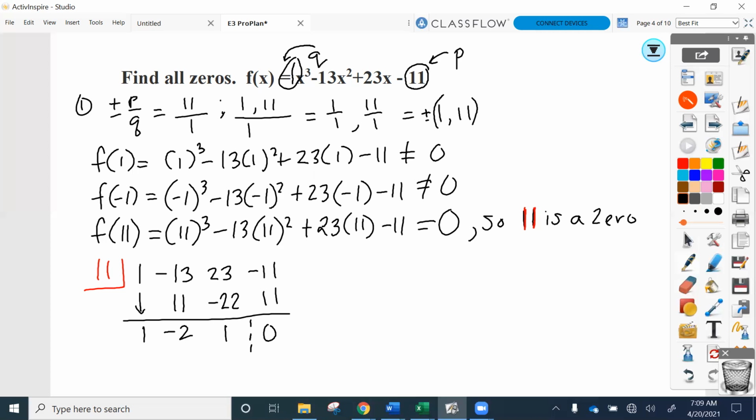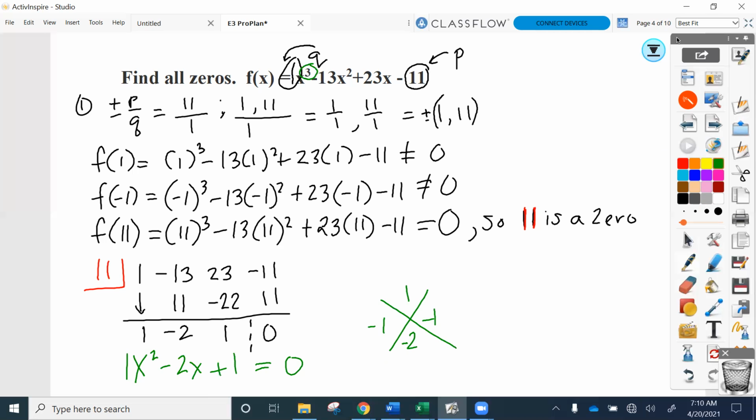So that gives us our depressed equation. So we started out with x cubed up here. So this 1 is going to be 1x squared minus 2x plus 1. And we're going to solve that equation for 0 in order to get the other solutions. So let's see, factors of 1 that add up to 2 would be 1 and 1. And they have to add up to a -2, so that means they both have to be negative.